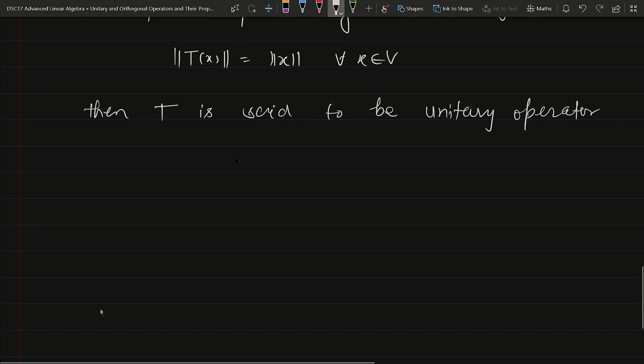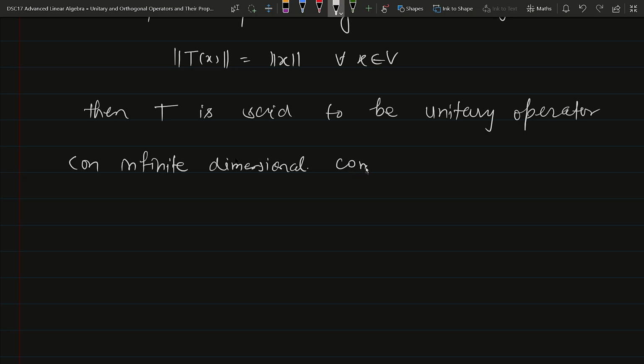Let me point out this on infinite dimensional complex inner product space. Okay, now the similar definition is for real also.